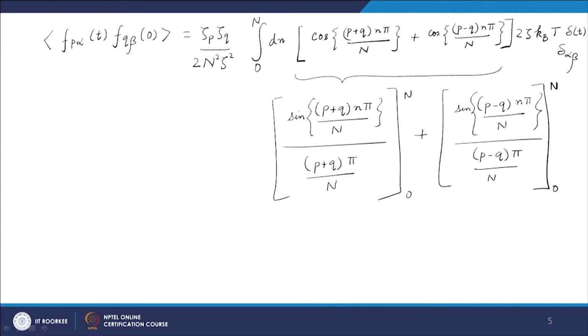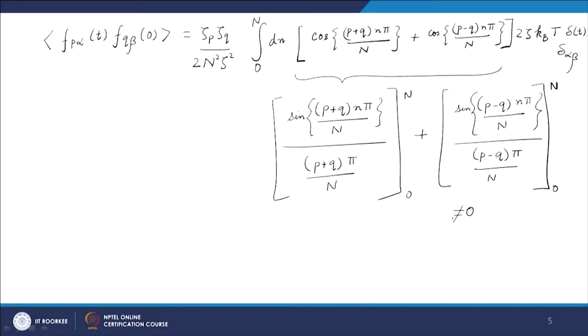Now, if you notice here, the second term will always be 0 as long as p is not equal to q, because we will have something that is a multiple of n pi or pi. So, this will be not equal to 0 only when p is equal to q, and in that case too we have to take a limit using the L'Hopital's rule.